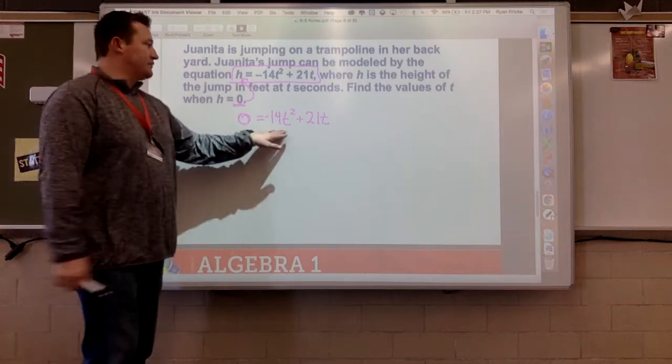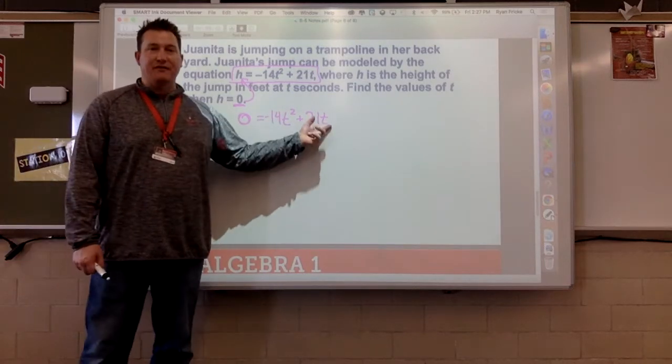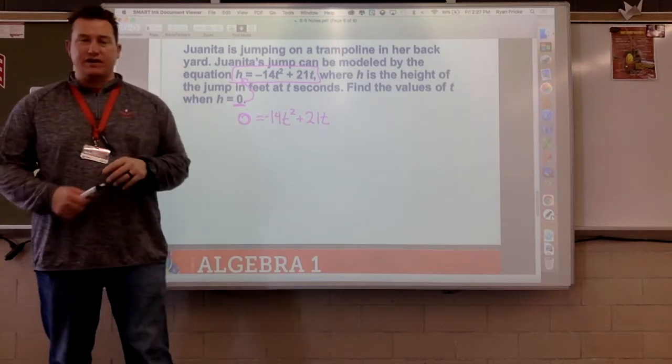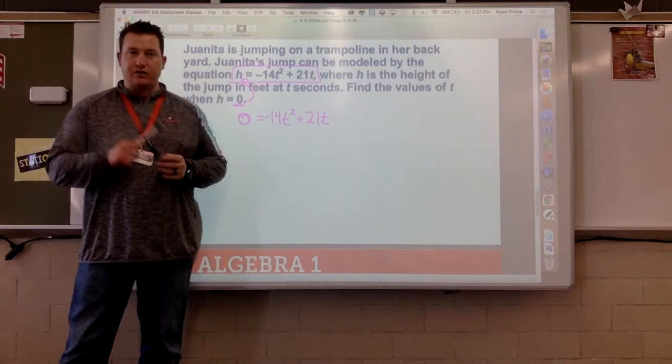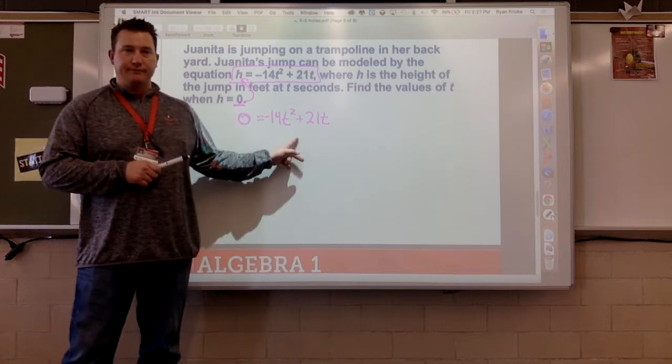When I only have two terms like this, both of them have a variable. One is to the second power, one is to the first power. Here's what I want you to do. Factor that expression with the greatest common factor. Okay? Go ahead and do that.